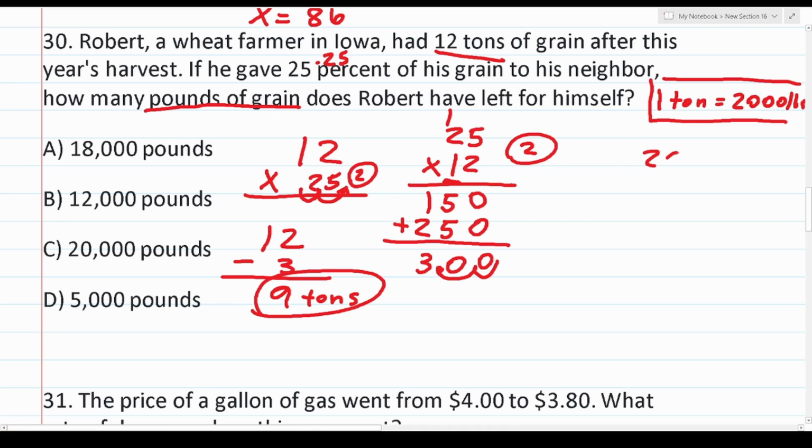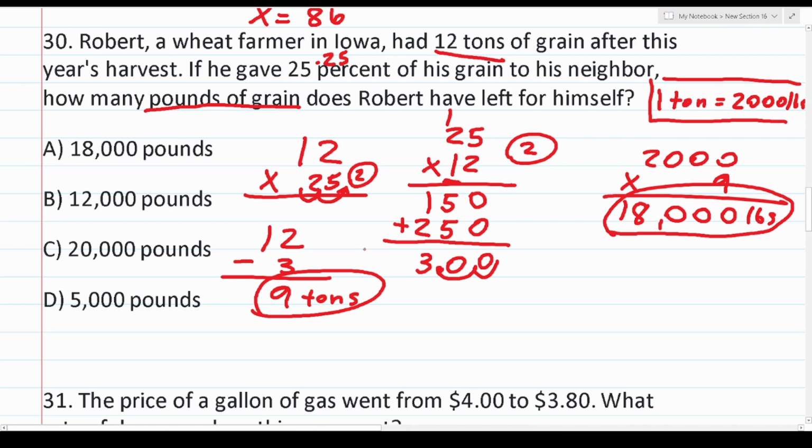So we're going to take 2,000 and multiply it by 9. And this is actually pretty easy to do. 9 times 0 is 0. 9 times 0 is 0. 9 times 0 is 0. 9 times 2 is 18. So after giving 25% away, he was left with 9 tons, which is the equivalent of 18,000 pounds. Okay, so that's that one.